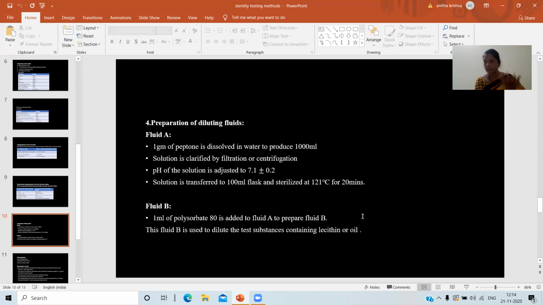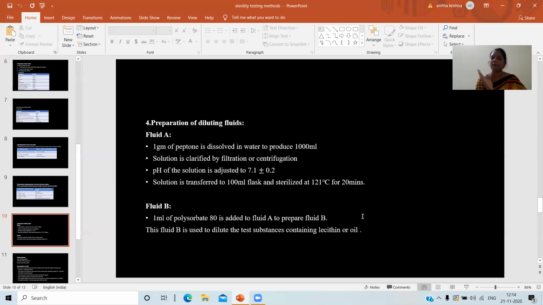Once the procedure is completed and clarified, you have to maintain the pH. Generally, the diluting fluid you're preparing should be neutral pH. So 0.1 or 0.2 here and there will be accepted, but it cannot be either acidic or basic. So it is generally maintained at pH 7, and then this fluid you have prepared has to be transferred to the 100,000 ml flask and sterilized by autoclaving, maintaining at 121 degrees for 15 to 20 minutes. That is your fluid A.